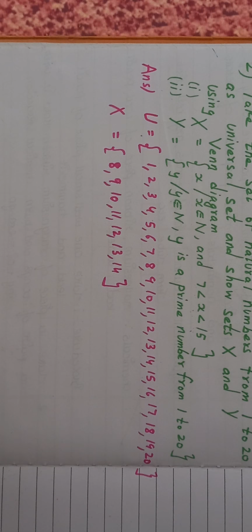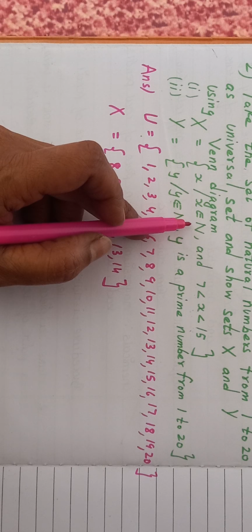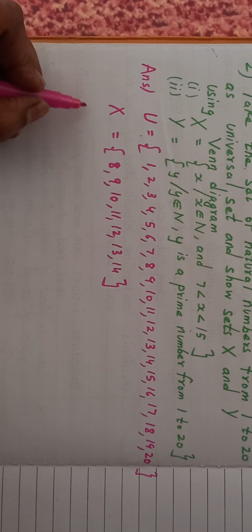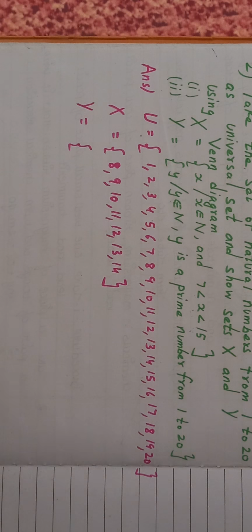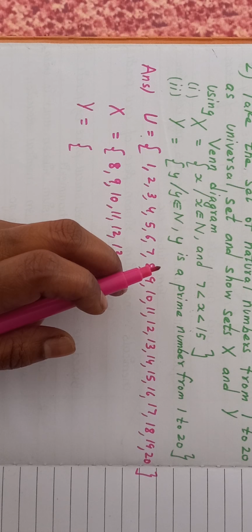This is the way. Now next is given, and very important, X belongs to natural numbers. Natural numbers means all starting from 1: 1, 2, 3, 4, all positive. Next is Y, which we have to write now in list form. It is given in set builder form. Now here they have asked, Y is a prime number from 1 to 20. So you should know the basic concept of which are the prime numbers.